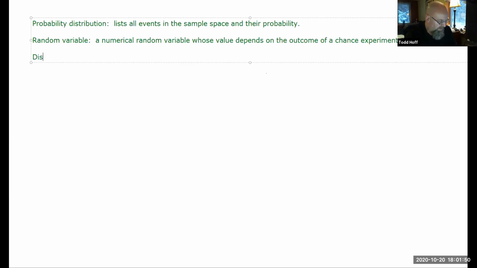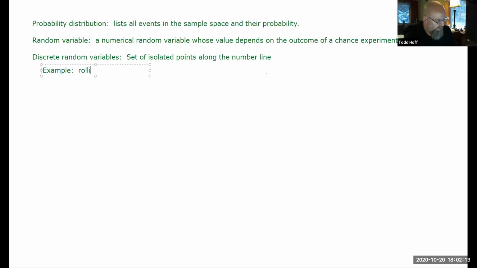So then, of course, we have discrete random variables, which are just a set of isolated points along the number line. Examples of this: rolling a die would create a discrete random variable. Our sample space, 1, 2, 3, 4, 5, or 6. Those are the possible values. Those are discrete values. They're just spaced along the number line.